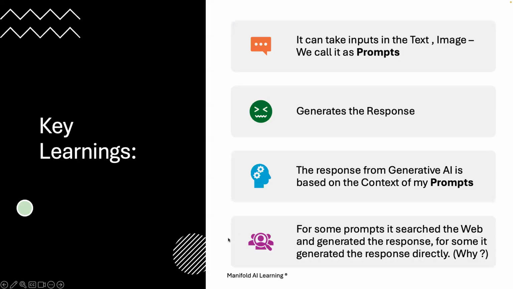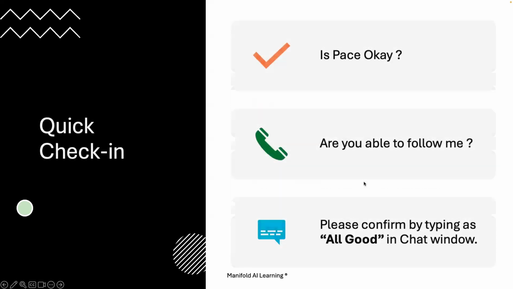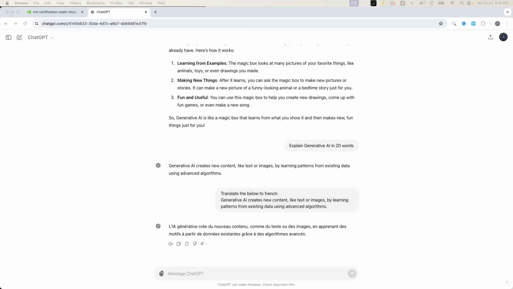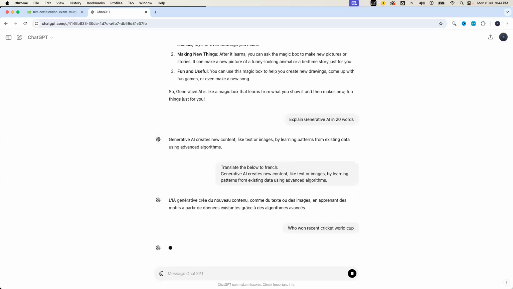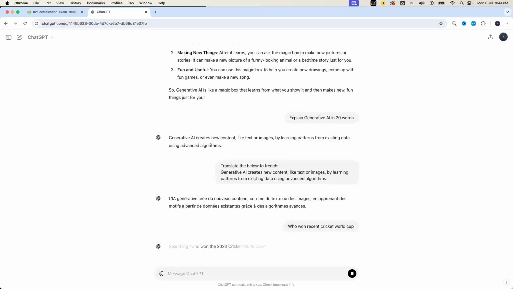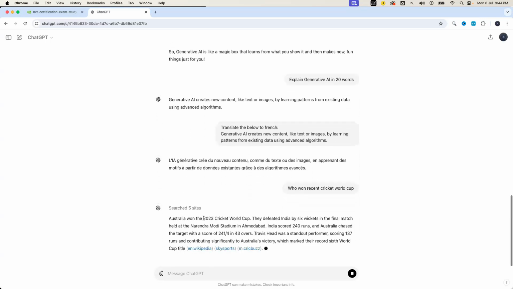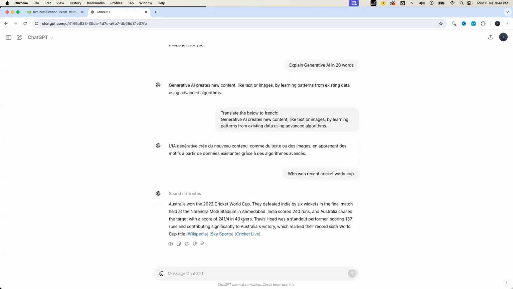Okay. And yeah, the response from the generative AI model is based on the context that we have provided in the prompt. Now let's experiment with one more thing. I'm going to ask, let's say, who won the recent cricket World Cup. When I ask this question, it browsed the web, and it is generating the response.